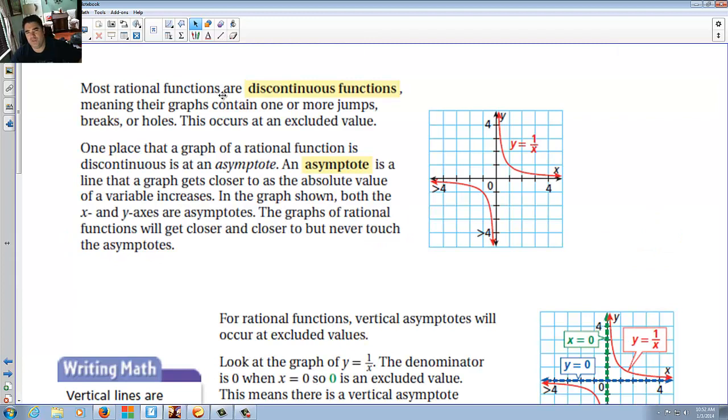Now, most rational functions are discontinuous functions, meaning their graph contains one or more jumps, breaks, or holes. This occurs at the excluded value. Take a look here and notice how it's going here and jumps from here way down to here. One place that a graph of a rational function is discontinuous is at an asymptote. An asymptote is a line that a graph gets closer to as the absolute value of a variable increases. In the graph shown, both the x and y axes are asymptotes. The graph of a rational function will get closer and closer, but never touch the asymptotes.